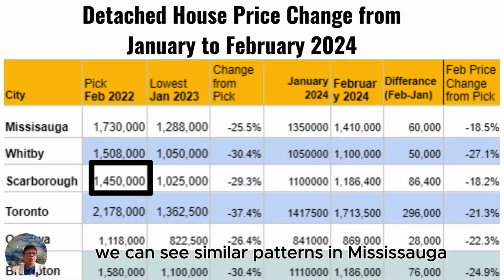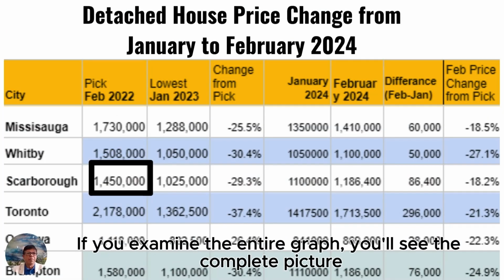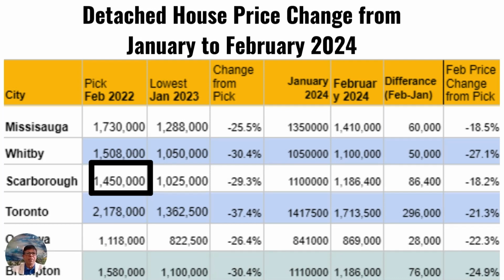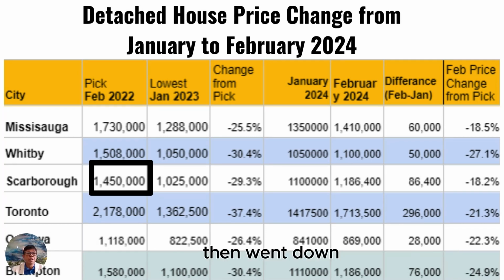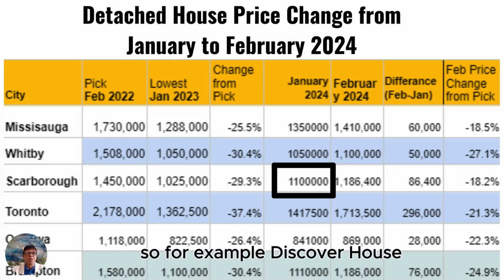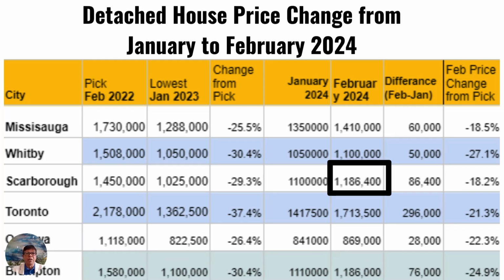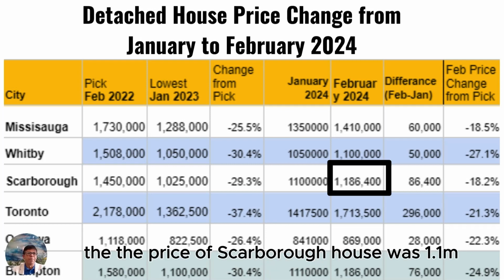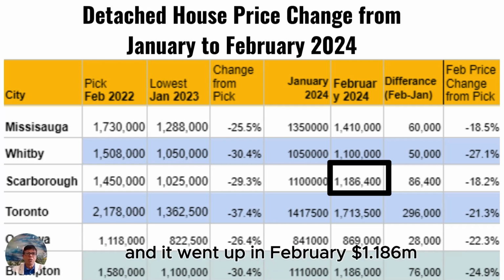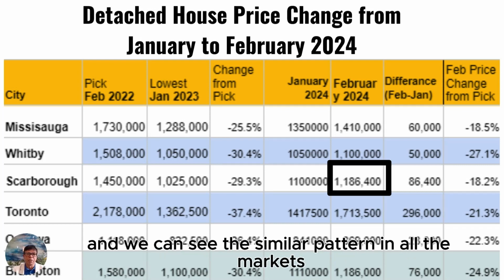If we see the whole picture in a graph, everywhere the price was really high, then went down, and the average drop is almost 30% in all the market areas. For example, in Scarborough the price of a detached house was 1.1 million, and it went up in February to 1.86 million, which is an increase of 86,000. We can see a similar pattern in all the markets except Toronto. I will discuss Toronto in a different way because it doesn't follow the same pattern.